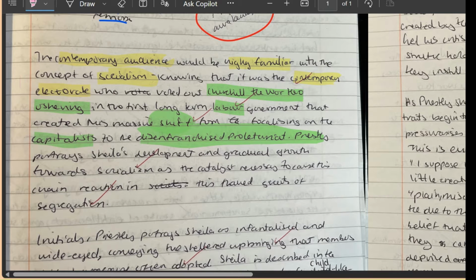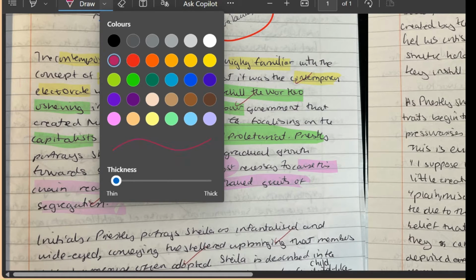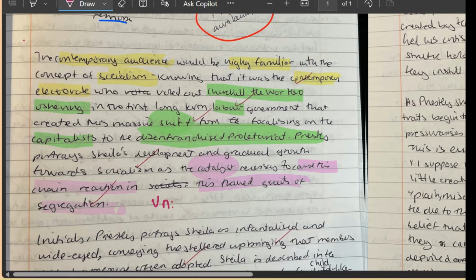So it says, Priestley portrays Sheila's development and gradual growth towards socialism as the catalyst necessary to cause this chain reaction from this flawed society of segregation. So that is the unique line of argument, and I would recommend that all of you try to have your unique line of argument there. So initially we spoke about context, and then I tried to link context to the play.